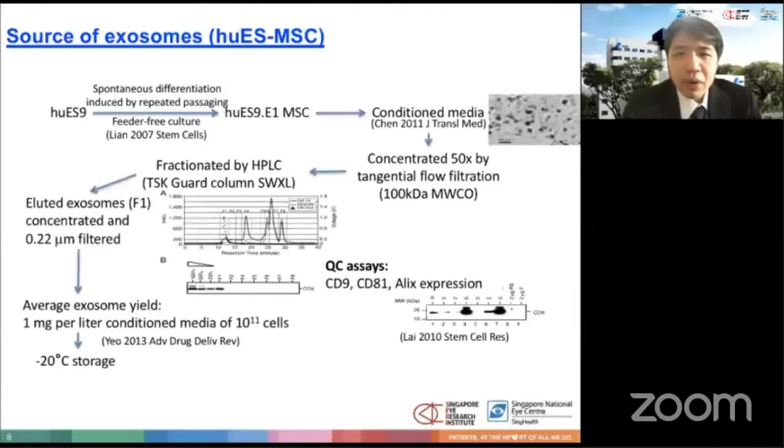Our exosomes came from our collaborators at A*STAR Institute of Molecular Biology in Singapore. The exosomes were collected from the conditioned media of human embryonic stem cells-derived mesenchymal stem cells. They were then concentrated and fractionated to yield the exosomes of 1 milligram per liter conditioned media of 10 to 11 cells. They were assessed for characteristic exosome markers such as CD9 and CD81.